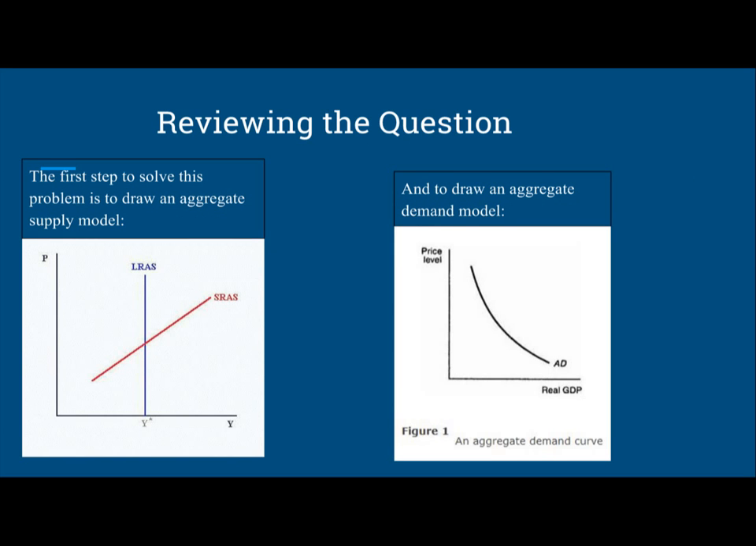Now the first step to solve this problem is to draw an aggregate supply model. Right over here I have the long run aggregate supply, which is vertical, and the short run aggregate supply curve to the right. And now after you made a model of the long run aggregate supply and short run aggregate supply, you want to make an aggregate demand model that has price level on the y-axis and real GDP on the x-axis.